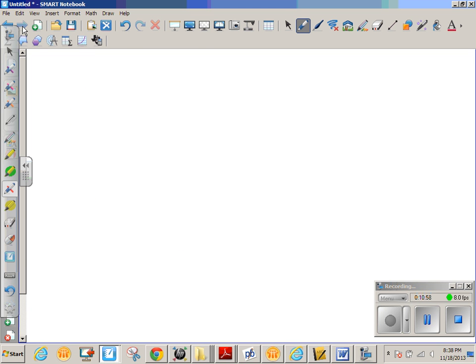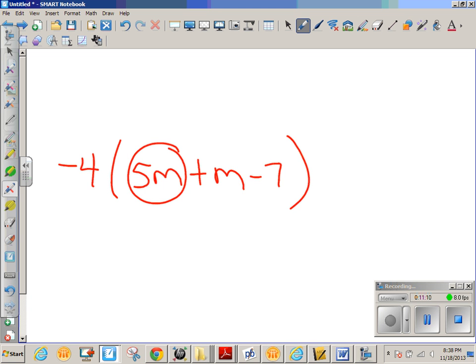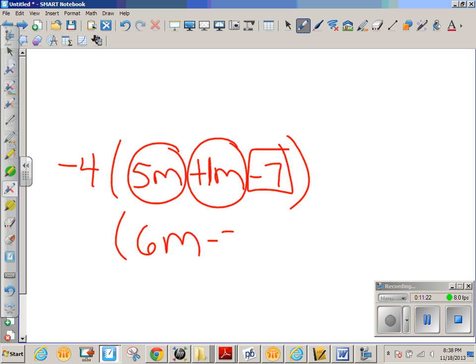The last problem, the first thing I want to do is check out my parentheses. I know that I have a 5m and I have a positive m. I'm going to go ahead and add the 1. I don't want to forget that there is a coefficient there in front of the variable. The coefficient, again, is the number. So that's going to give me a 6m. The only thing that's left inside the parentheses besides that is just a negative 7.